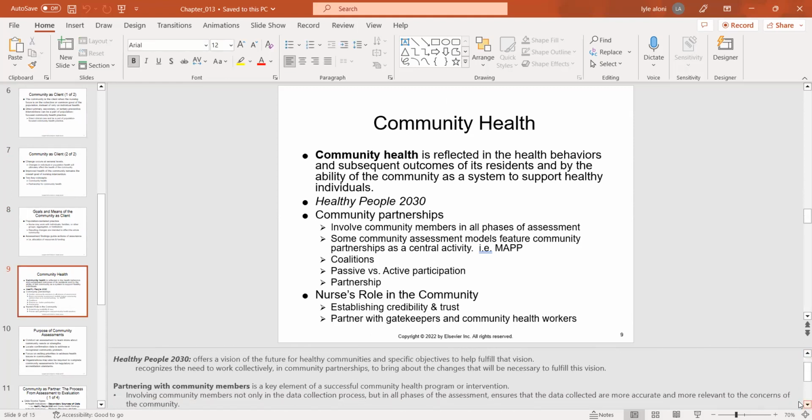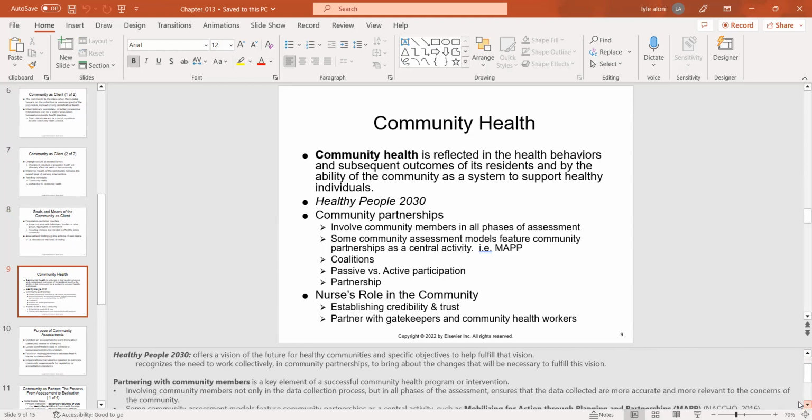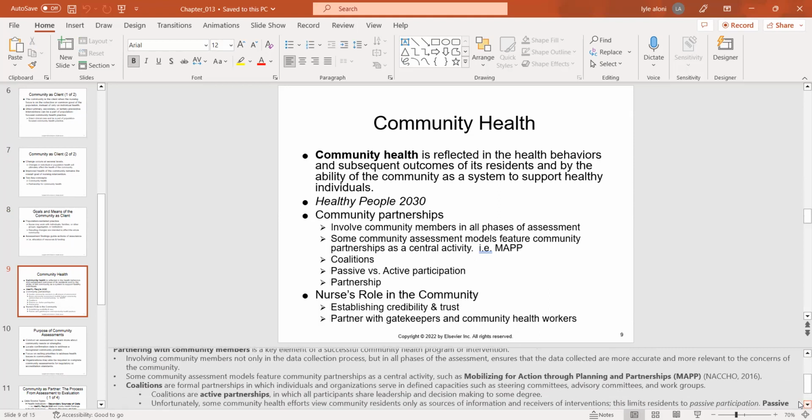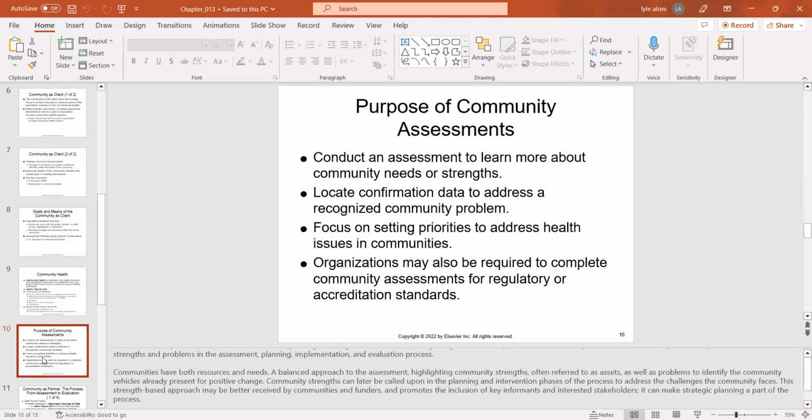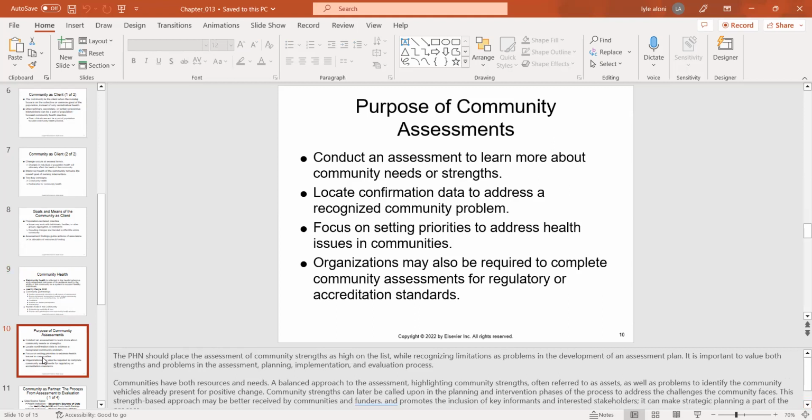Community partnerships are a key element that we know as well for our interventions. So we take a look at our different things. Some of our community assessments feature community partnerships such as MAP, which is in our book. Coalitions are active partnerships in which all participants share leadership and decision-making to some degree. Unfortunately, some community health efforts view community residents only as sources of information, which limits it and makes it passive. So we want to remember that we want to keep it active, so our community is involved. The purpose of our community assessments is to learn more about community needs and strengths.